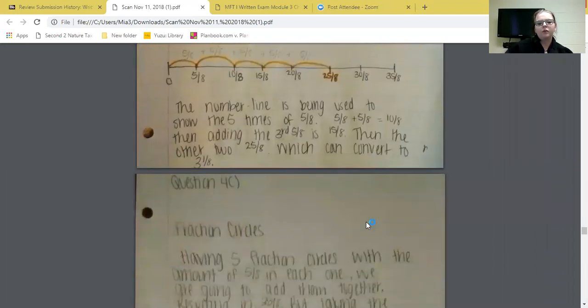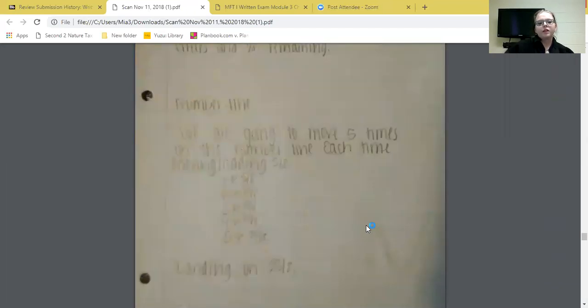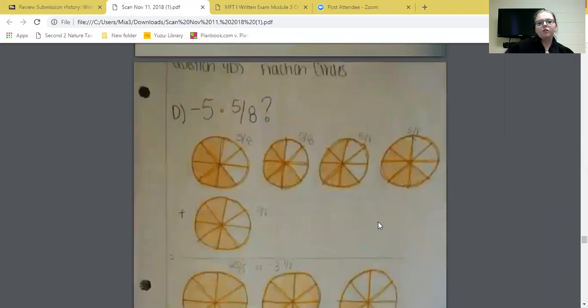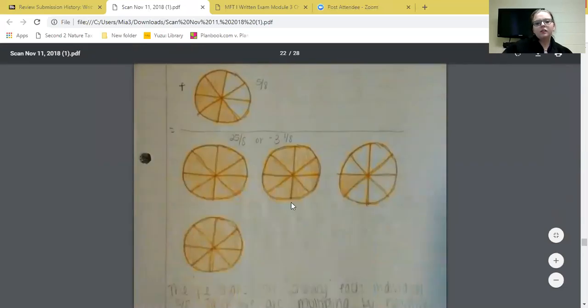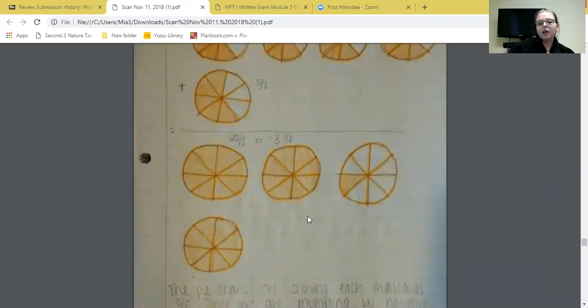And so with the equation -5 times 5/8, it's the same thing, besides we're adding this negative sign here. So we have our 5 times 5/8 that will equal 3 1/8. And since it started out with a -5 times 5/8, that number now changes from positive to a negative. So -25/8 or -3 1/8.